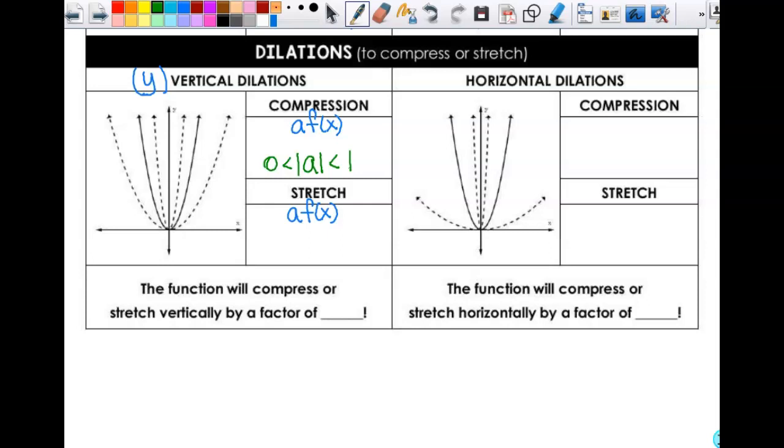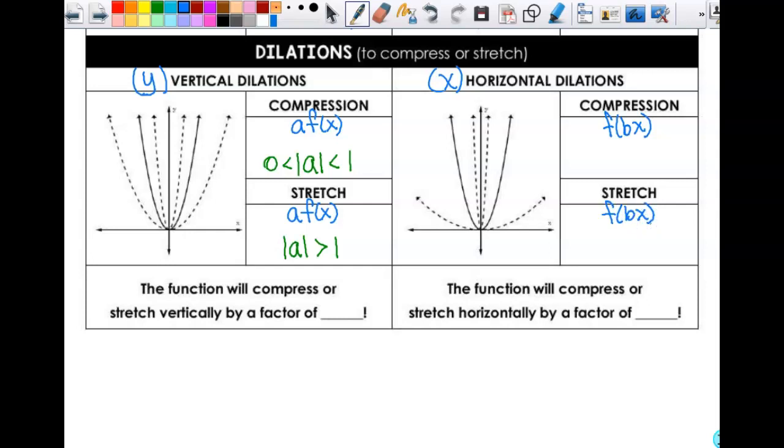If it's a stretch, then the absolute value of a is greater than 1. So if it's 2, 3, 4, which makes sense. If I multiply something by 4, it's going to get bigger. If I multiply something by 1/2, it gets smaller, right? That's how it works for vertical. Your horizontal dilations, that's when it affects x. So it's on the inside. So this is f of b times x for a compression and for a stretch.